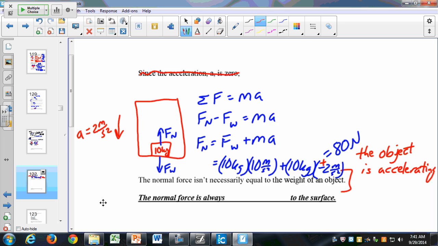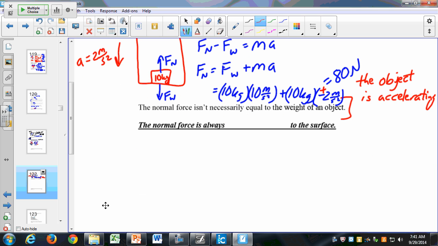Okay, normal force is always normal to the surface. What does normal mean, though? Perpendicular, right? So normal is just a fancy word for perpendicular. It doesn't mean usual or ordinary. It means perpendicular.